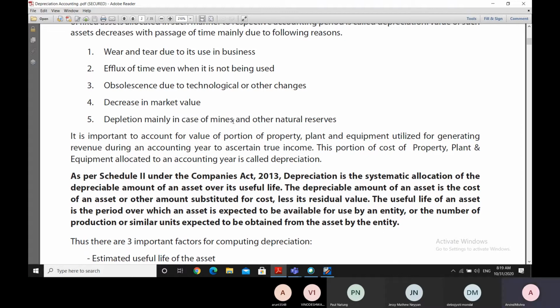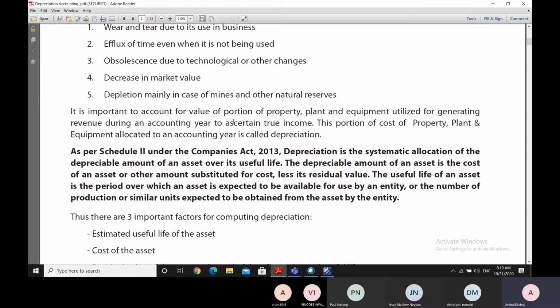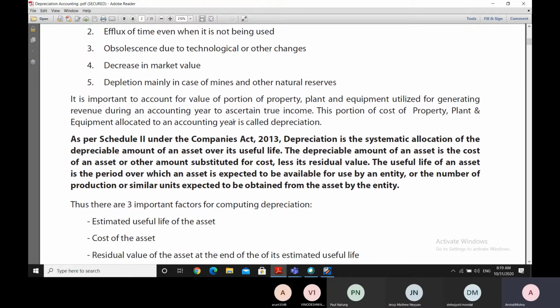Now this portion that we are allocating to every accounting year as the utilized amount of the cost of acquisition is called depreciation. When we look at Schedule 2 under the Companies Act 2013, depreciation has been defined as the systematic allocation of the depreciable amount, the amount by which it is depreciable, over its useful life. So the definition is almost similar to what we have understood so far.